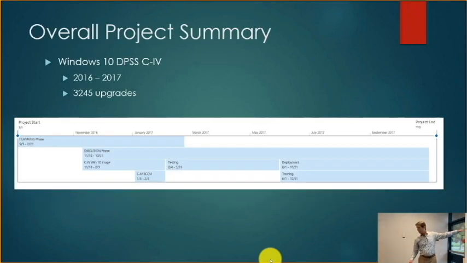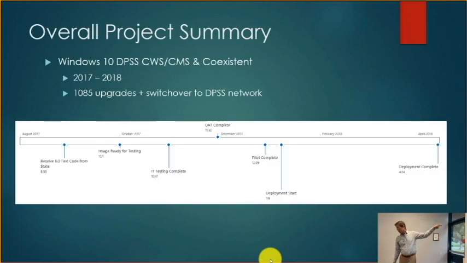For the C4 phase of the project, we upgraded 3,245 workstations on that phase. That was the biggest one of the 3. This was probably the hardest. This was Cindy's. I should say only.